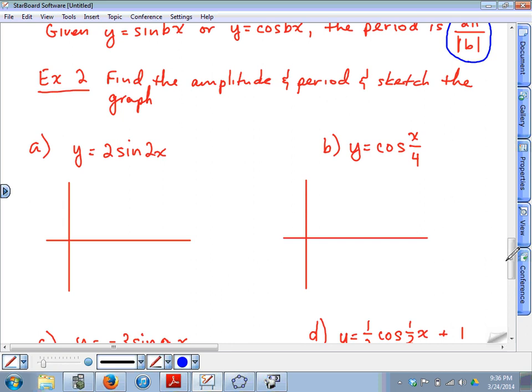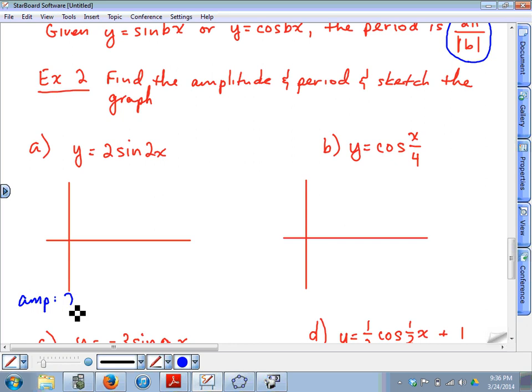Example 2, we need to find the amplitude and the period, and then sketch the graph. So we're keeping it real simple here to begin with. We're not having any type of static transformation, so the graphs are not moving up or down or left or right. There's an amplitude change here with the 2 that's in front of the sine function, and there's a period change here. So notice the directions are very specific, and this is for a reason. Before graphing a sine or a cosine, you should always find the amplitude and the period.